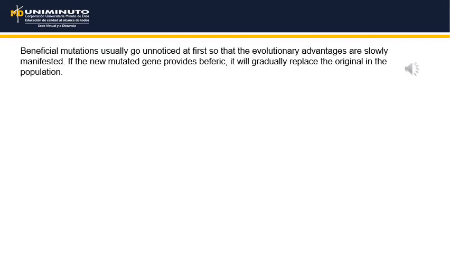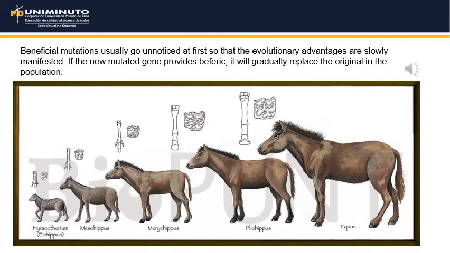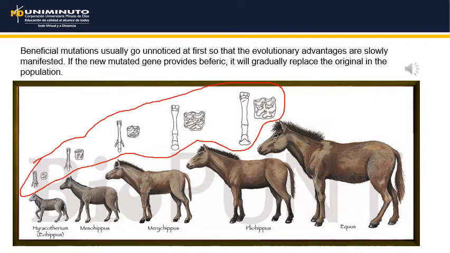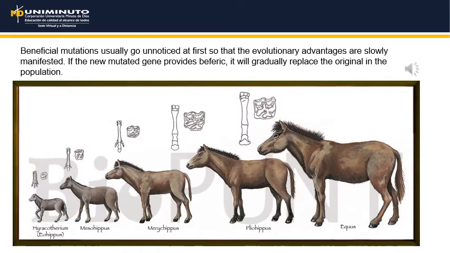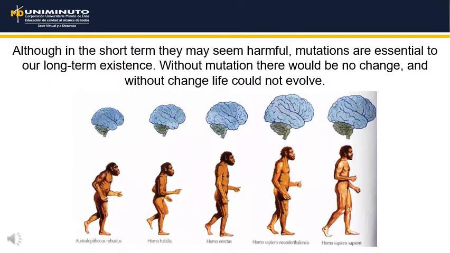A beneficial mutation usually goes unnoticed, so the evolutionary advantages are slowly manifested. If the new mutated gene provides a benefit, it will gradually replace the original in the population. Although in the short term they may seem harmful, mutations are essential to our long-term existence. Without mutation, there would be no change, and without change, life would not evolve.